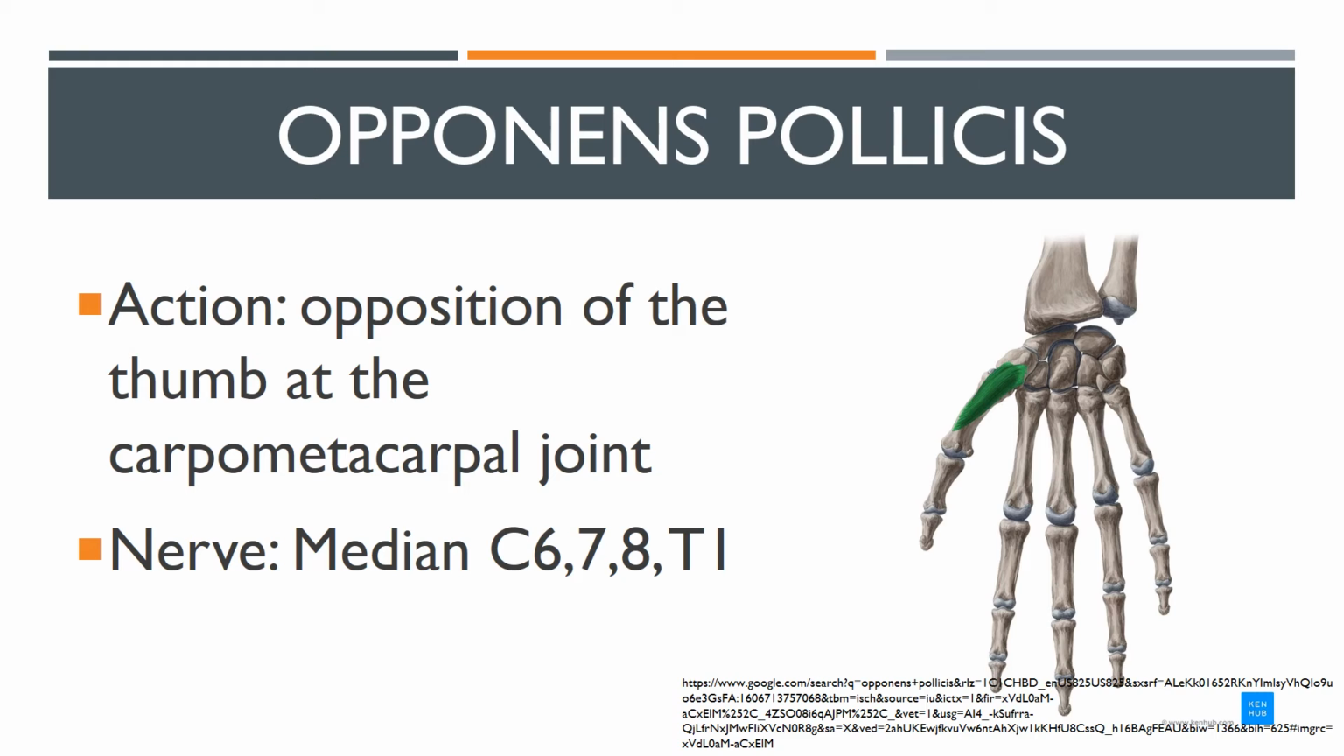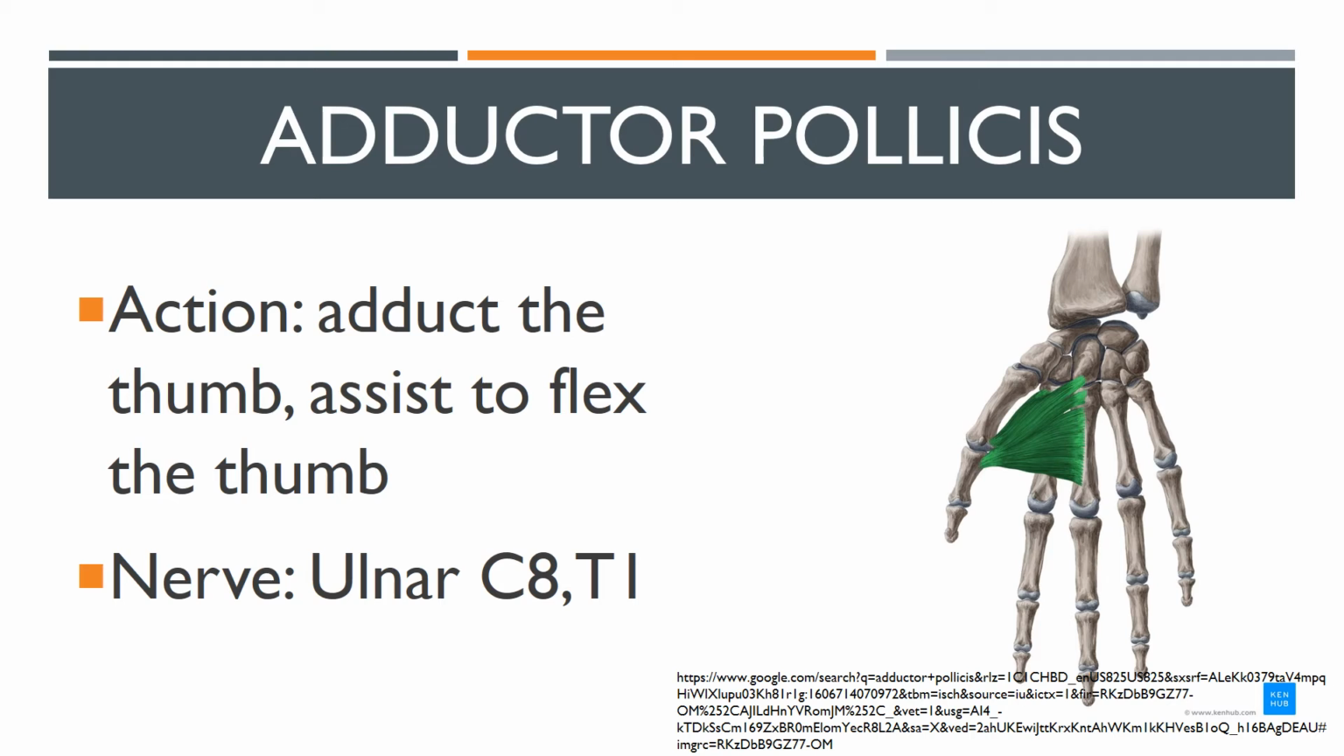Opponens pollicis opposes the thumb at the carpometacarpal joint, and the nerve is median C6, 7, 8, and T1. Adductor pollicis adducts the thumb and assists to flex the thumb. The nerve is ulnar C8 and T1.